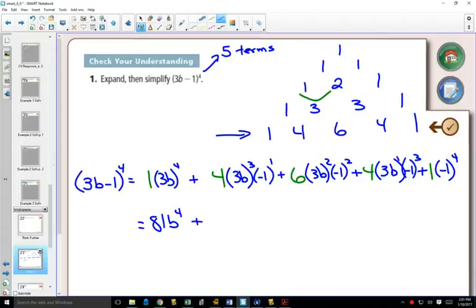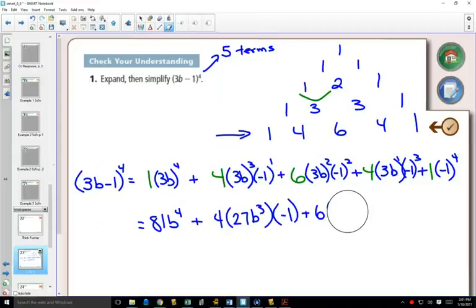Here we're going, and I'm going to do this in more than one step. I'm going to do my exponents first. 3 to the power of 3 will be 27 b cubed, and I'll still have a negative 1 there, plus 6. 3 squared will be 9b squared. And what's going to happen when you do negative 1 squared? Just going to become 1.